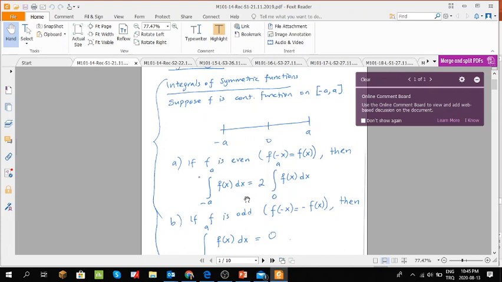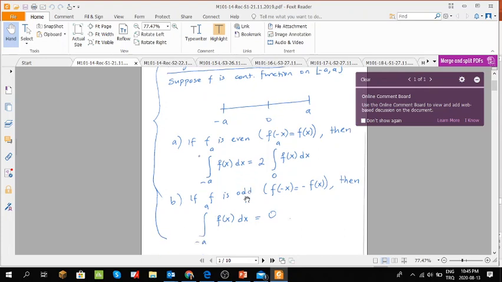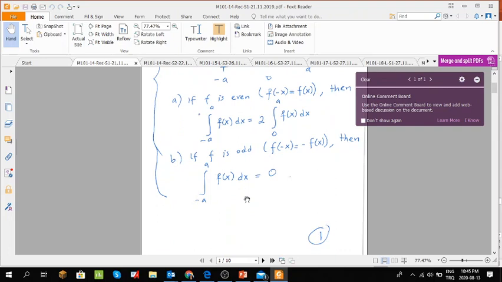If f is odd, then f of negative x is equal to negative f of x. That's the definition, right? It means f is symmetric with respect to the origin. Then when we have that, the integral from negative a to a of f of x dx is going to be 0. Why is that? Let's give an example of an odd function. y is equal to x cubed is an odd function.